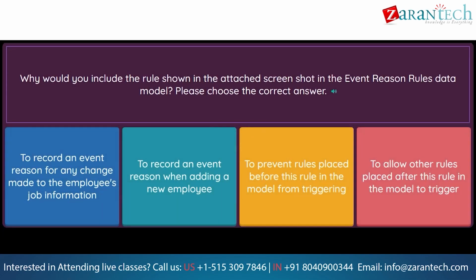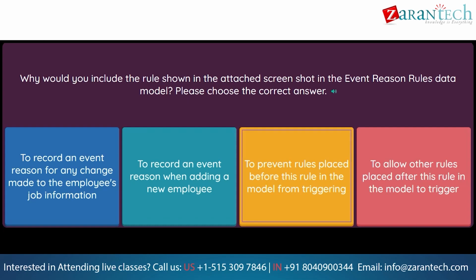Question: why would you include the rule shown in the attached screenshot in the event reason rules data model? Please choose the correct answer. Option 1 to record an event reason for any change made to the employee's job information. Option 2 to record an event reason when adding a new employee. Option 3 to prevent rules placed before this rule in the model from triggering. Option 4 to allow other rules placed after this rule in the model to trigger.